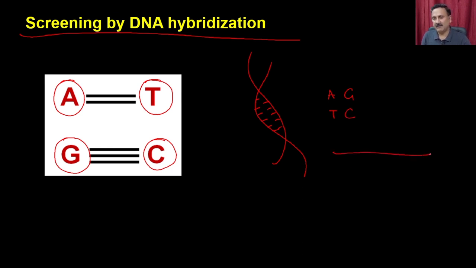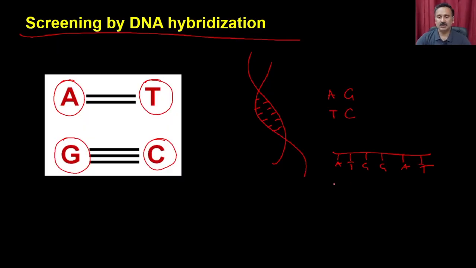So suppose I have a template DNA, or a genomic sequence, which I want to screen. Then I'll prepare a probe. For example, I have prepared a probe like this. Because I know this sequence, I know that it is going to bind to that particular gene which is responsible for the production of this particular enzyme.